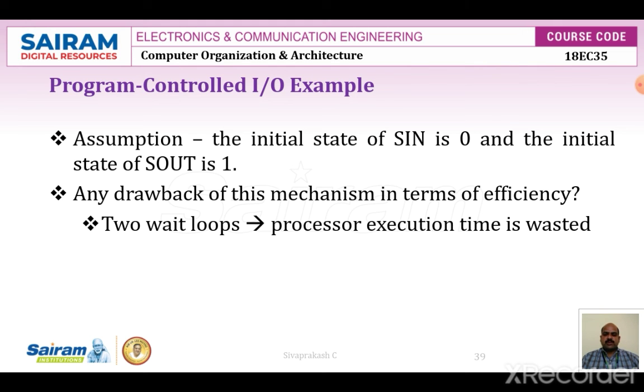Are there any drawbacks of this mechanism in terms of efficiency? It has two wait loops, so processor execution time is wasted. An alternate solution for this is interrupts. By using interrupt instructions, we can overcome this problem. We will deal with this, and see the program controlled IO examples, when we do the third module, called interrupt IO devices.